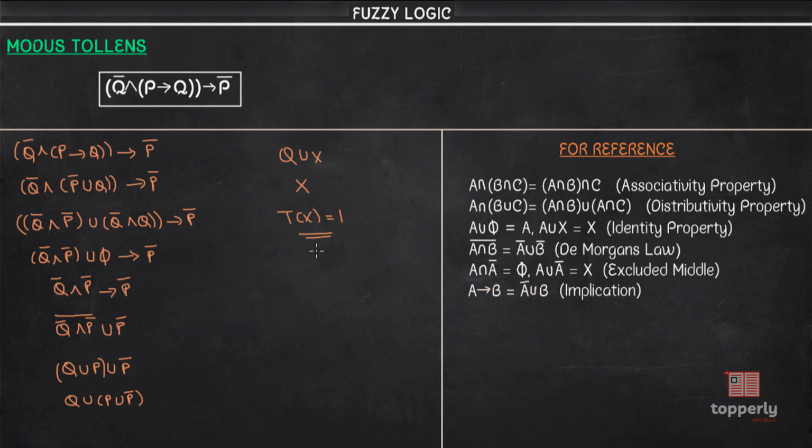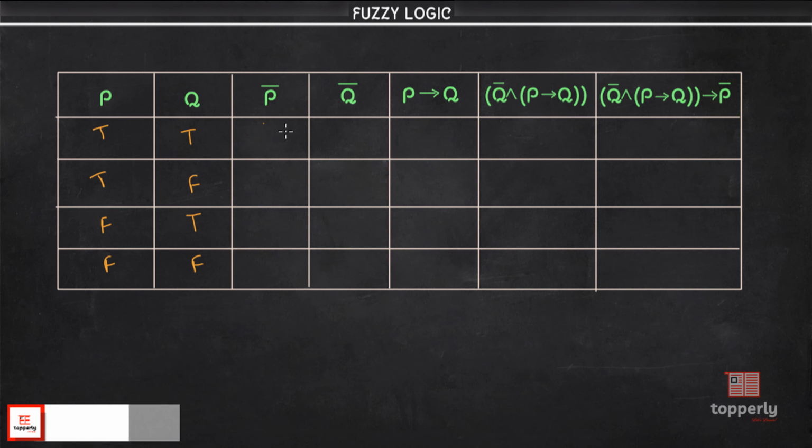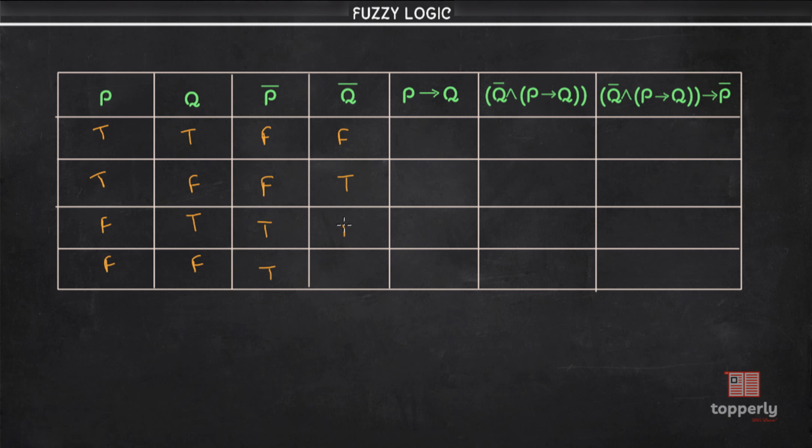Now let's also prove it with the help of a truth table. We have true, true, false, false, true, false, true, false. Now the negation of P: true will be false. Here it will be false. Here it will be true, and here it will be true. Similarly for Q bar, that is the negation of Q, T will become F, F will become T, true will become false, false will become true.